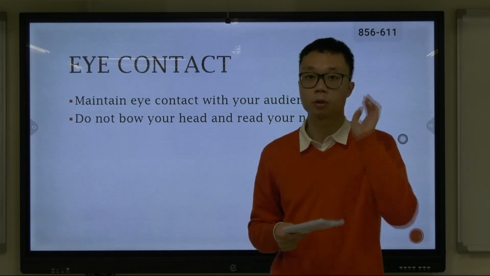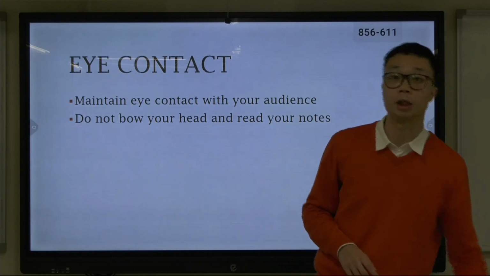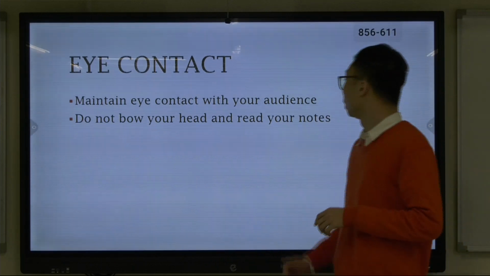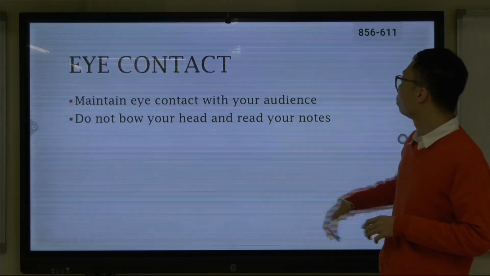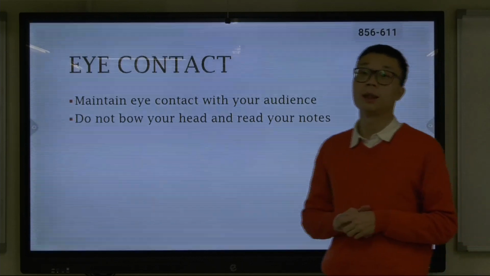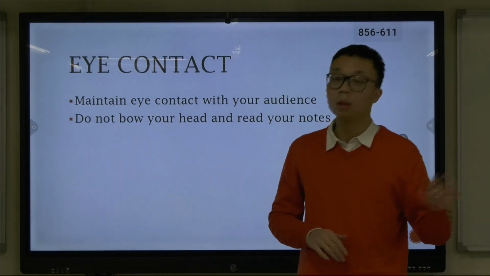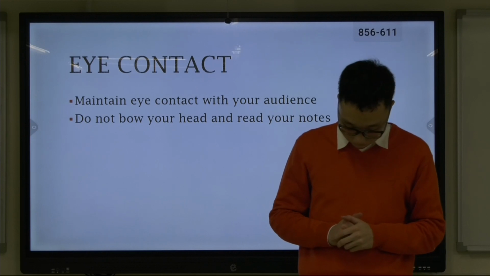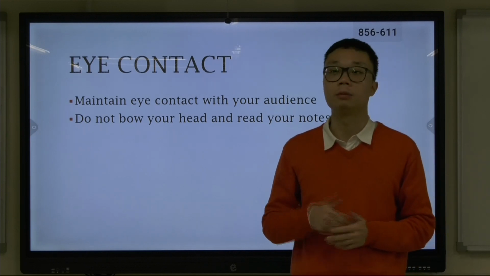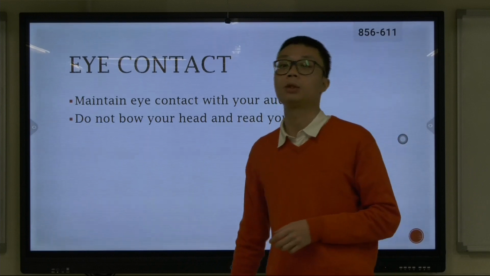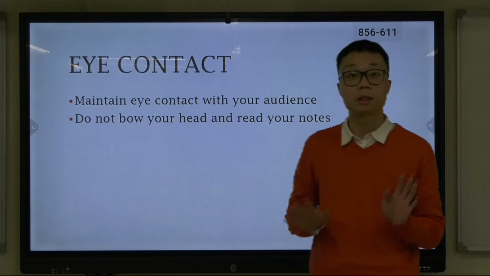And then make sure your eyes are looking at your audience at all times, and you don't bow your head and read your notes. Even if you don't use notes, don't bow your head shyly. Raise your head, chin up, and keep your audience focused.